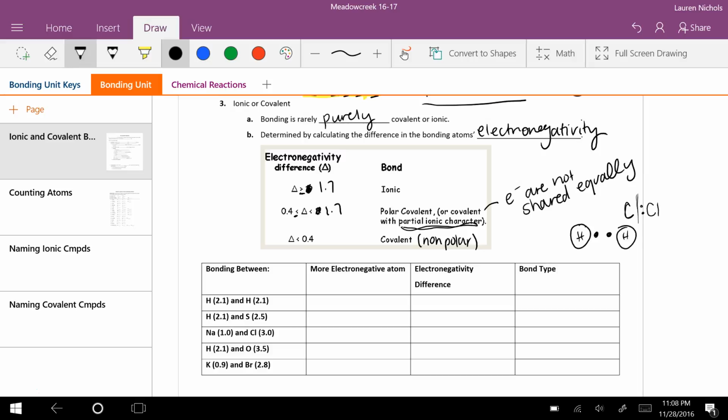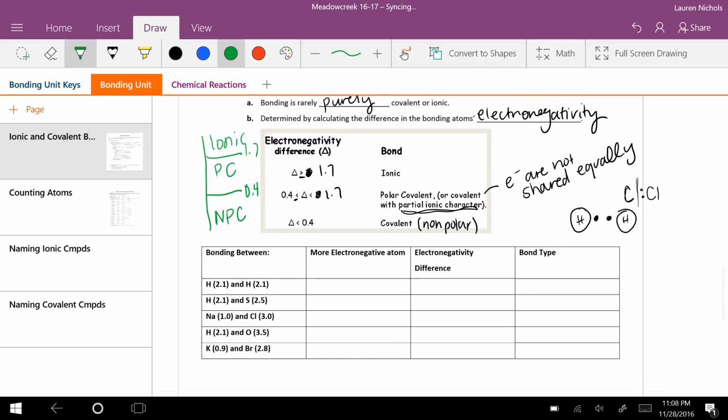So we can also rewrite this chart. If this little chart is confusing for you, you can also break it down this way. If it's 1.7 or greater, it's going to be ionic. And if it's 0.4 or greater and less than 1.7, it's going to be polar covalent. And if it's less than 0.4, it's going to be non-polar covalent. So really, you just need to know that. But you do have to memorize that. So let's look at some examples by filling in this chart.